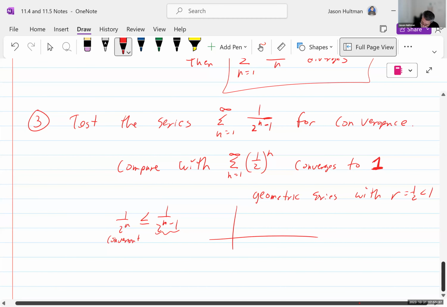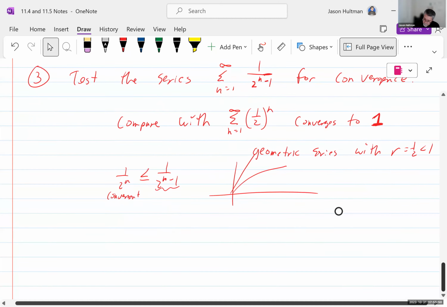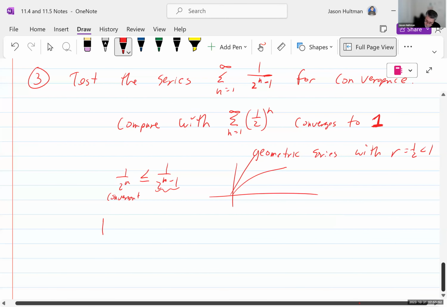If I have something that's convergent, but then I have something that's bigger than that, that doesn't prove that that thing is convergent. It would have to be smaller. The inequality goes the wrong way. But I can use the limit comparison test.